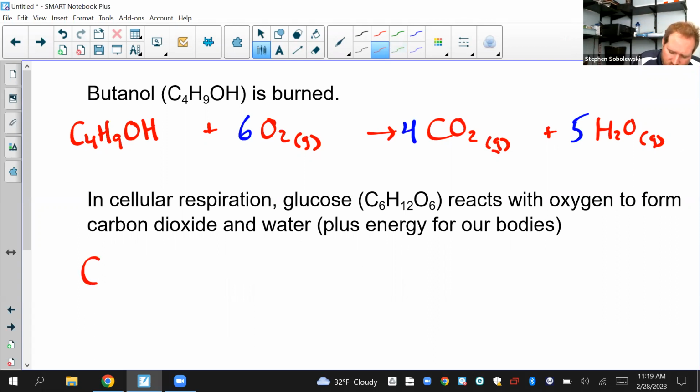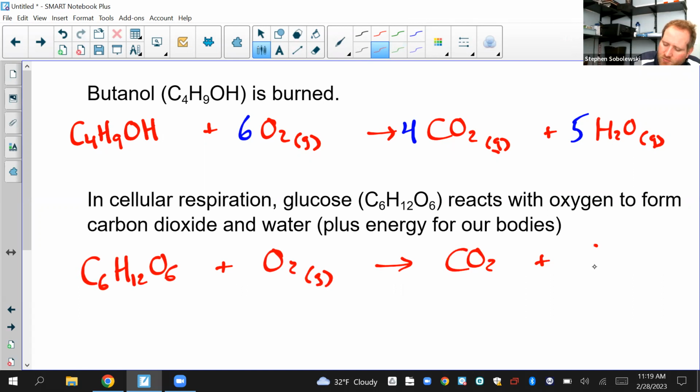So we're going to have glucose, C6H12O6, reacts with oxygen. That's going to be oxygen gas to form CO2 plus H2O. Let's assume these are both gases. And in this case, yeah, you would probably be breathing out the water vapor.